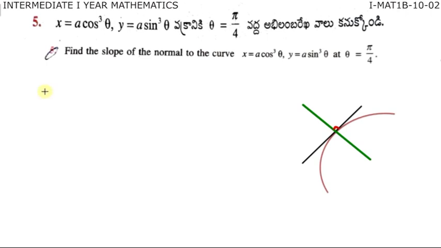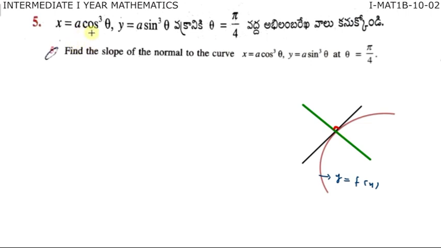This is the second problem. Next problem: x is equal to given, y is equal to given, at theta is equal to pi by 4. Find the slope of the normal. This is the rough diagram again. This is y is equal to f of x. This is the tangent and the green line is the normal. We have to find the slope of this normal.